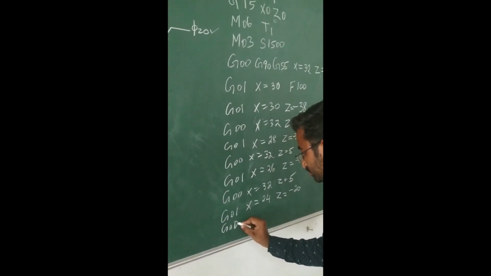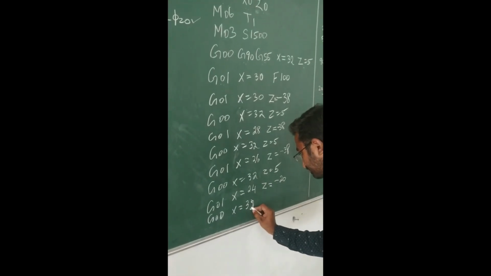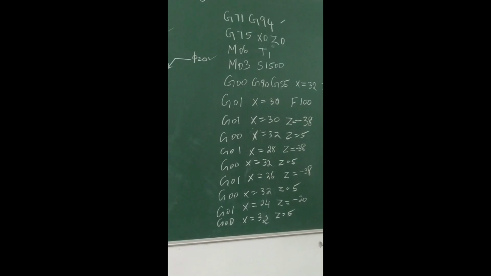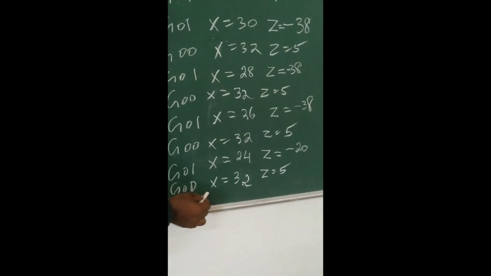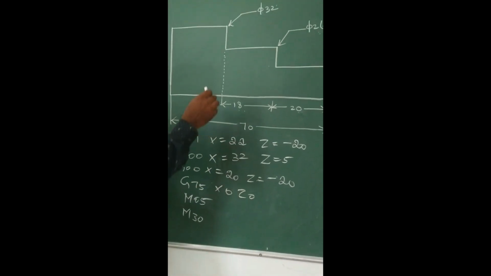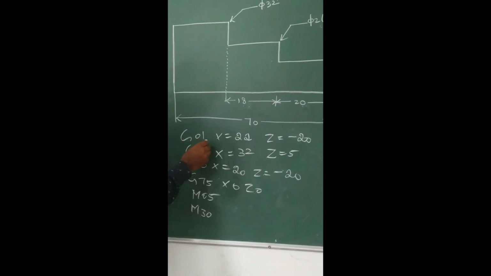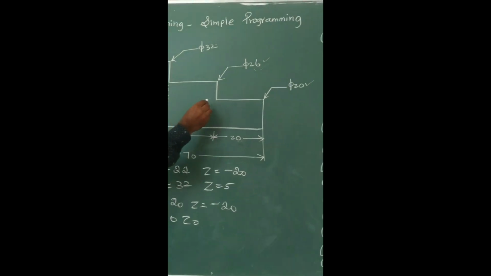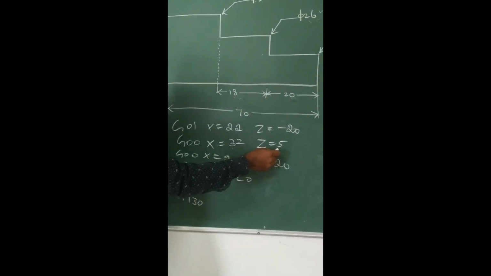G00, X is equal to, again go to the reference point, 32, Z is equal to 5. So now we have completed up to G00, X is equal to 32, Z is equal to 5. Already we have reduced the diameter from 26 to 24. Now we have to reduce the value to 22. So G01, X is equal to 22, Z is equal to minus 20. So that is the length. Then again, the cutting tool must be sent to the reference point. So G00, X is equal to 32, Z is equal to 5. That is the reference point.